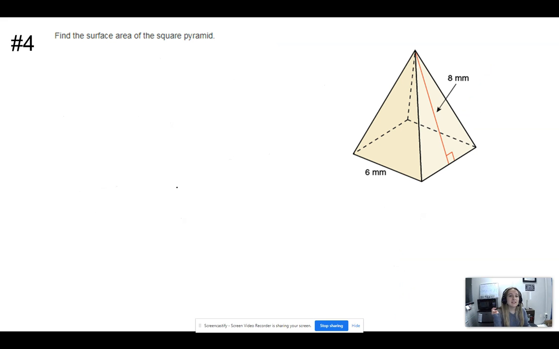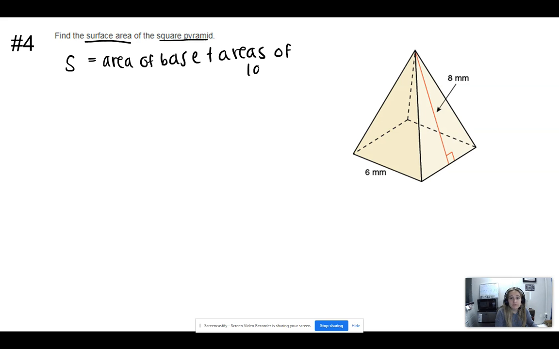Number 4, find the surface area of the square pyramid. Okay, go ahead, pick your answer. So for this one, we want surface area of the square pyramid. So again, write down the formula to start. S equals the area of the base plus the areas of the lateral faces.